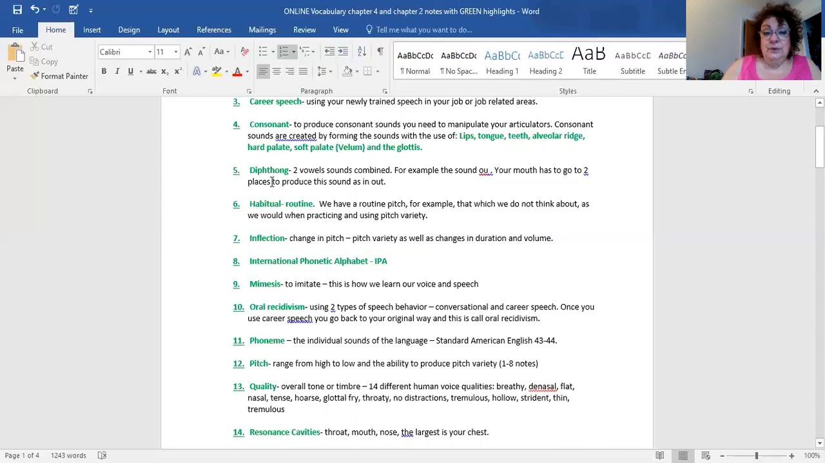Then we had this new word, diphthong, which are two vowel sounds combined. An example, ow as in out, I as in I'm or I, oi as in toy, you as in universe.